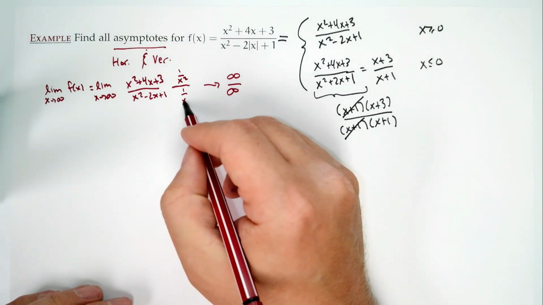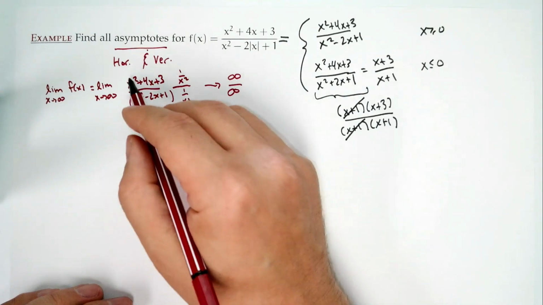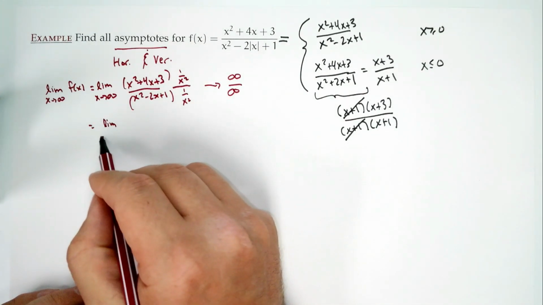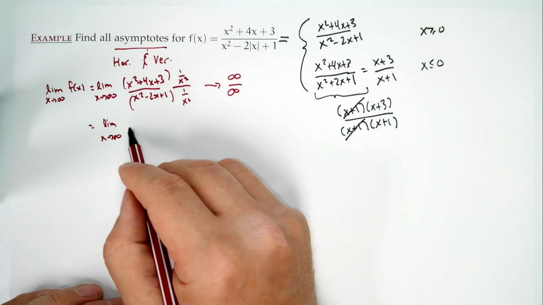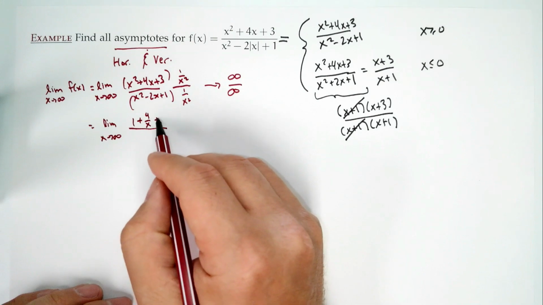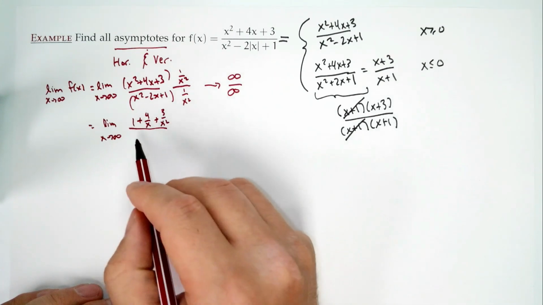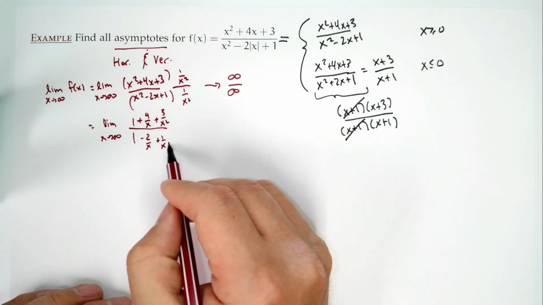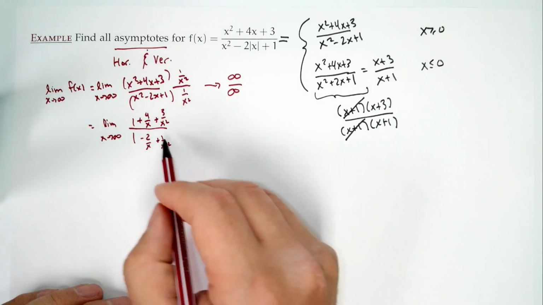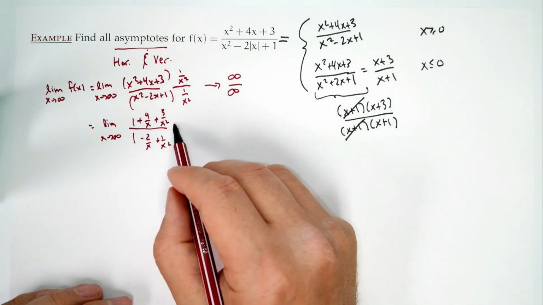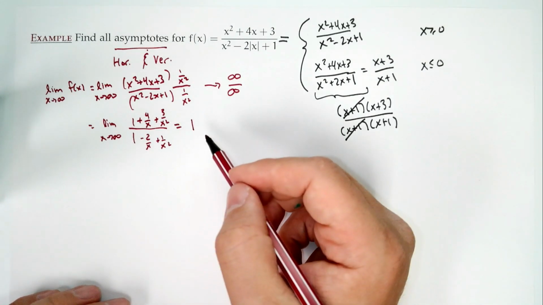So all right, we're going to pump our brakes and slow it down. Multiply top and bottom by 1 over x squared. And if we do that, we get the limit as x goes to infinity of, well, 1 plus 4 over x plus 3 over x squared upstairs, over 1 minus 2 over x plus 1 over x squared downstairs. And now we see that anything with an x or an x squared downstairs gets small. And so the limit is 1.